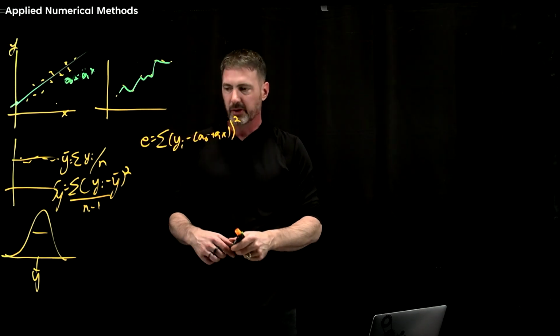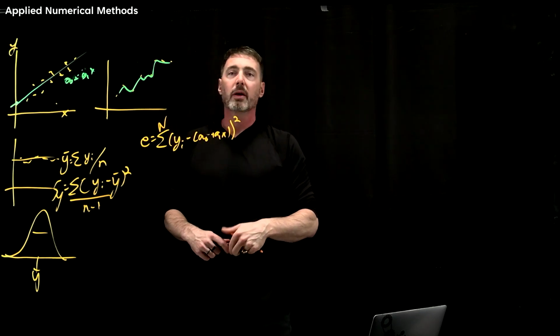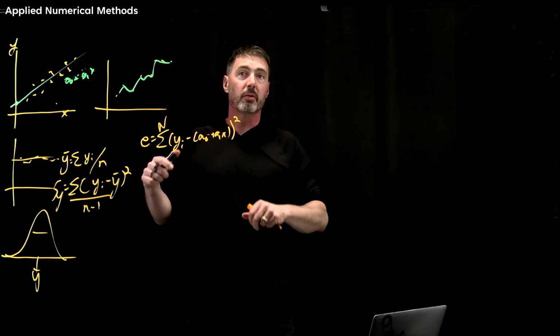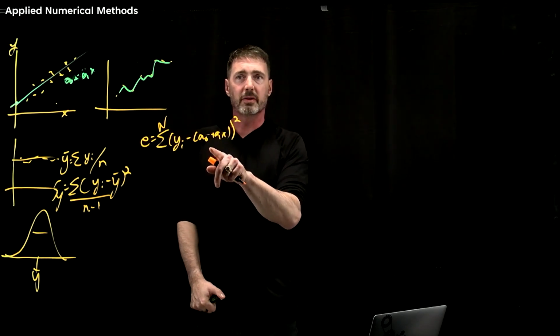Okay? And you're going to sum it up over all of your points. So we'll just say sum over capital N. Right, so that's the error. So what do we do if we're trying to minimize the error? This is a function of two variables, right? It's actually a function of a0 and a1.